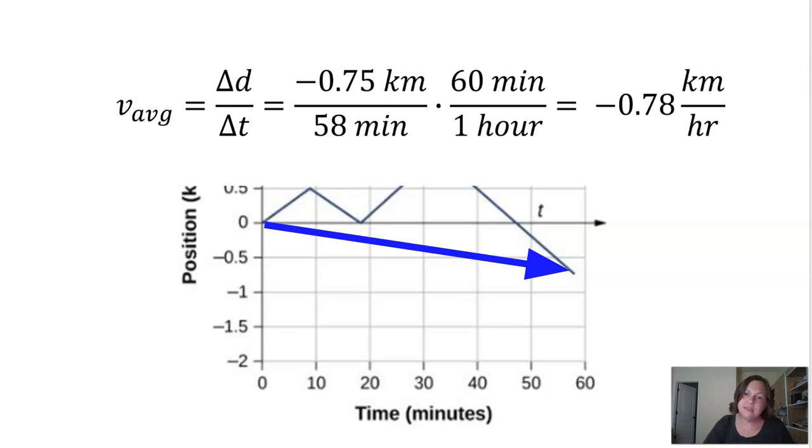And I did round my answer here. The exact answer with all those extra numbers isn't as important to us. We're not going to talk about significant digits that much in this class, though. So I rounded my answer. So negative 0.78 kilometers per hour.